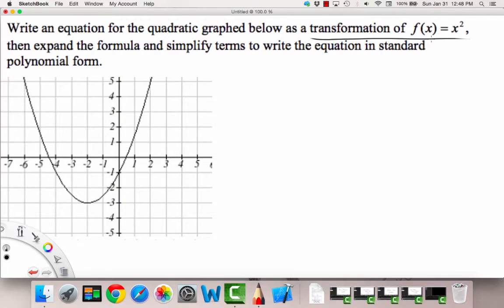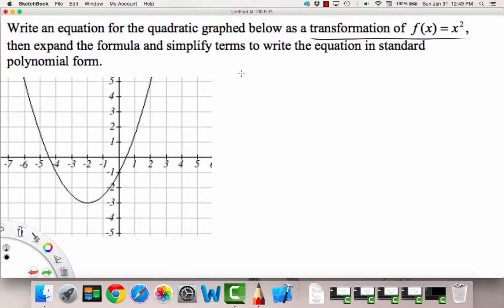We'll do the second part later, but right now it says express this equation as a transformation of this guy here. That's our parent graph, the one that looks like some kind of U shape, based at the origin, where you go over 1, up 1, over 2, up 4. That whole thing. Now we're not looking at that, but we're going to express the graph that we see as a transformation of that.